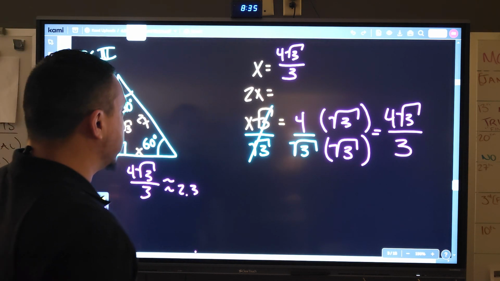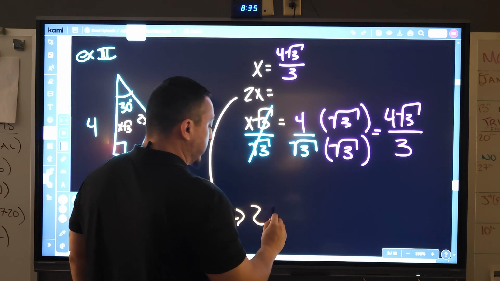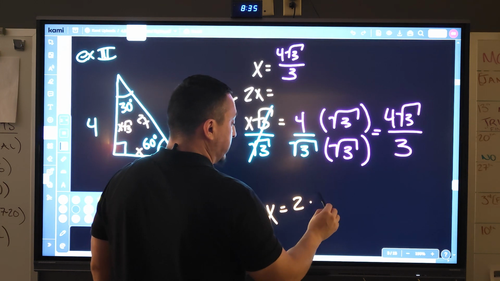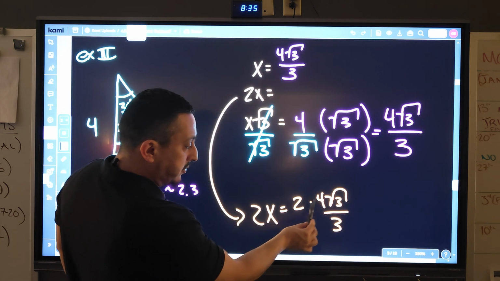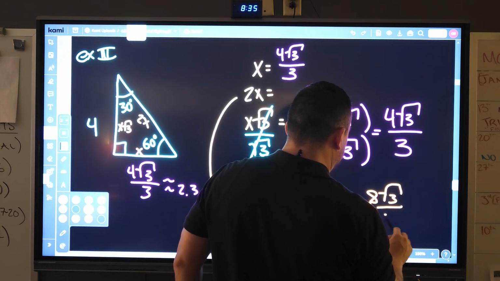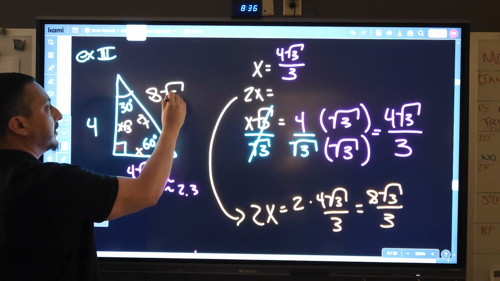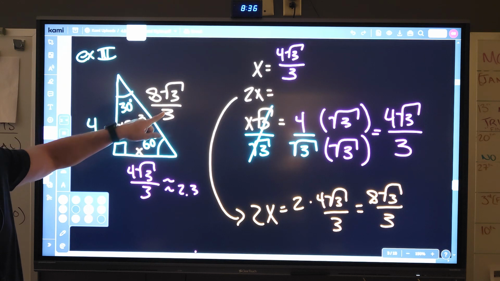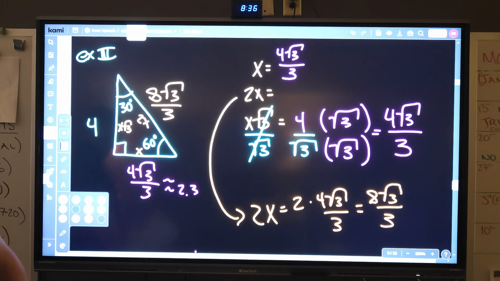And then on the 2x, I don't have a lot of space there, so I'm going to come over here. 2x would simply be 2 times x. X is 4 square root of 3 over 3, so it's just 2 times 4, so it'd be 8 square root of 3 over 3. So this side would be 8 square root of 3 over 3. Just to be clear, those 3's don't cancel because this one's in a square root and this one is not.